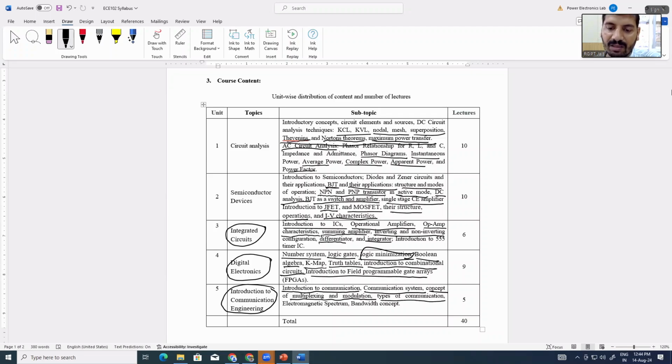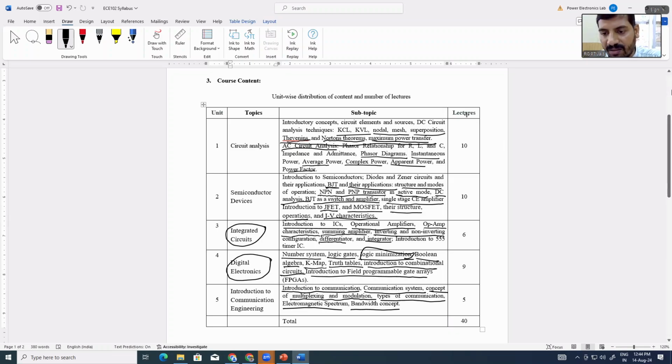Types of communication, what are the types of communication? What is the electromagnetic spectrum, that you will see. Then bandwidth, what is bandwidth? The concept of bandwidth. So these small, fundamental things you have to study in the 5th unit, that is introduction to communication engineering.